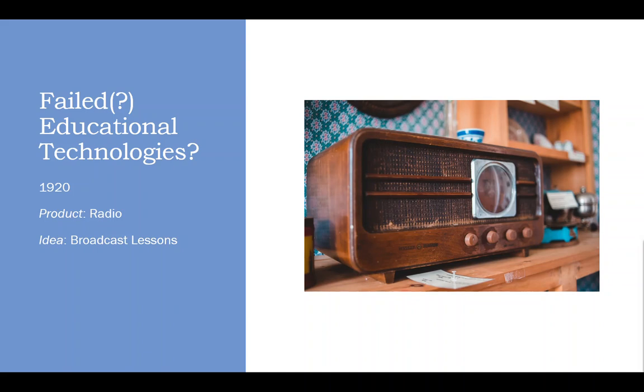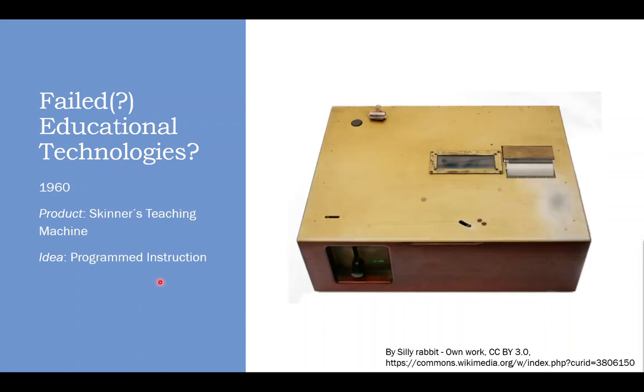This is an interesting one. This is called the teaching machine, and this was by Skinner. Basically, students would respond to something, and it would give them the next question based on how they responded. So the idea behind that is called programmed instruction, and it's actually not that different from technologies we have today where these programs ask students questions and the next question they get depends on how they answered the previous one. That's actually a really old idea from 1960 in the teaching machine.